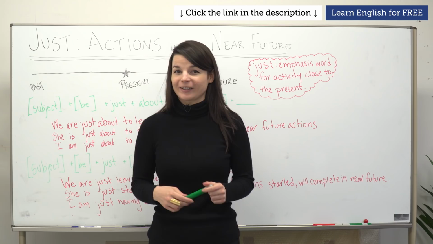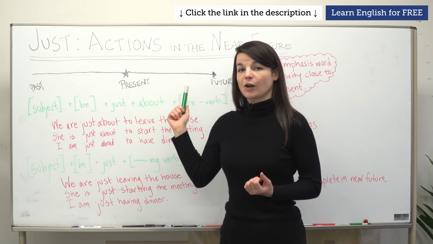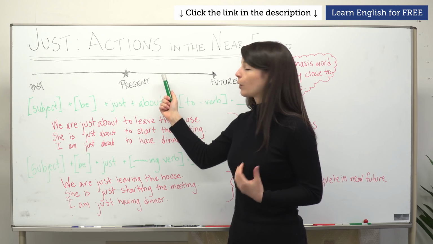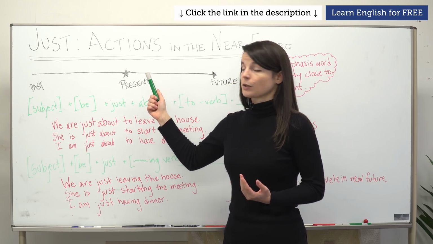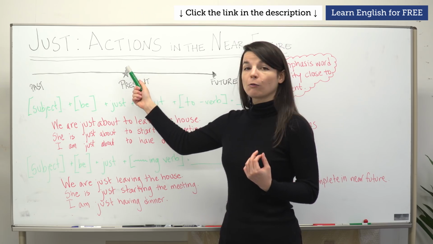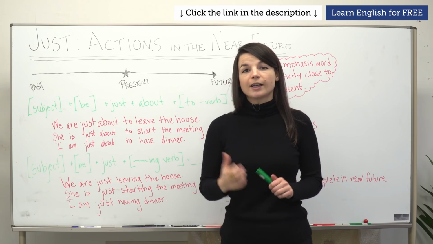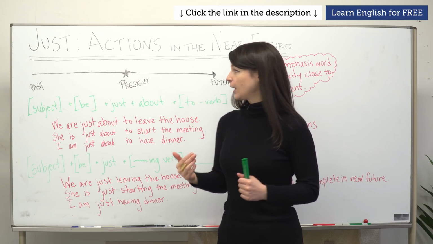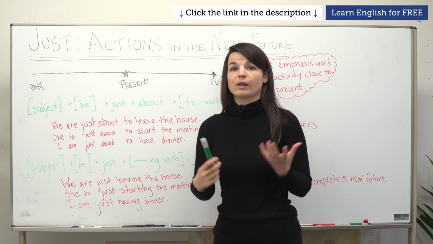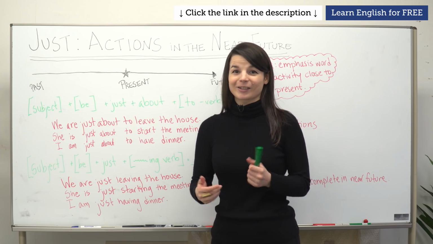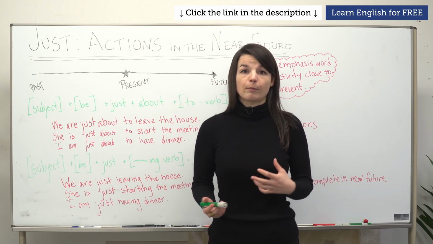So let's get started. In this lesson though, I'm going to use a timeline to show actions that start or are going to start in the future, the very recent future, and actions which perhaps have already started but are going to finish in the very near future. So I'm going to do this by explaining two maybe common patterns that we can use with just to explain these sorts of events.